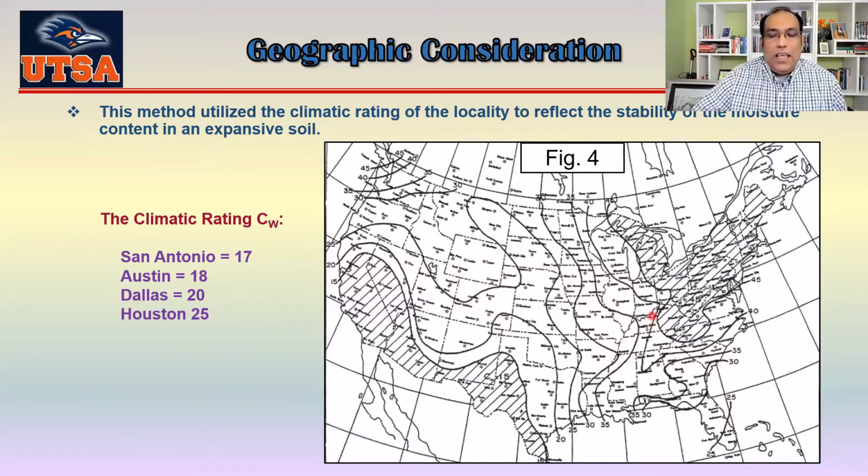But you can see here that our location in Texas, actually this is San Antonio, and Austin, is around 18 here. For San Antonio, we usually consider 17. Austin is 18, Dallas is 20, and Houston is 25. Okay, so I just got that from here. Now let's move forward.